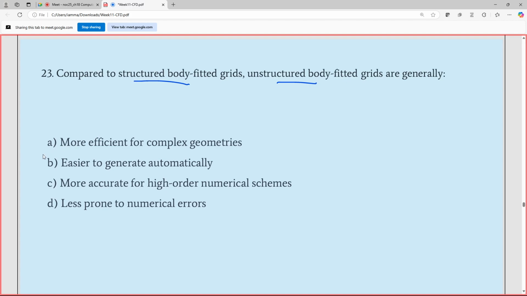Okay, our options are option A, more efficient for complex geometries. Option B, easier to generate automatically. Option C, more accurate for higher order numerical schemes. Option D, less prone to numerical errors. So try to answer in context of structured body fitted and unstructured body fitted meshes.